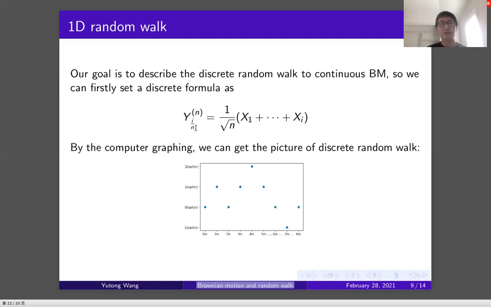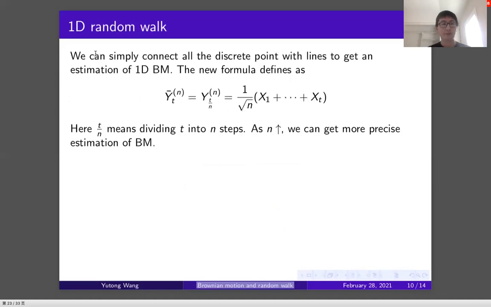So here, I need to explain about i. i is just how many steps you separate into. As you see, this is 0, 1, 2, and so on, up to 8. So I just separate it into 8 steps. We can simply connect all the discrete points with a line to get an estimation of the one-dimensional Brownian motion.